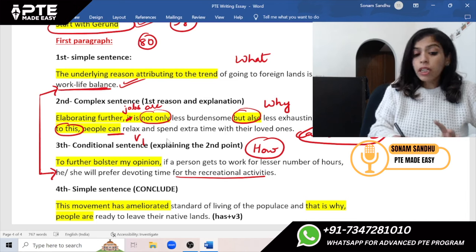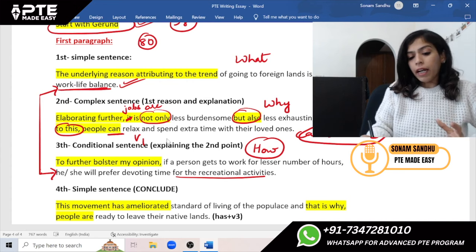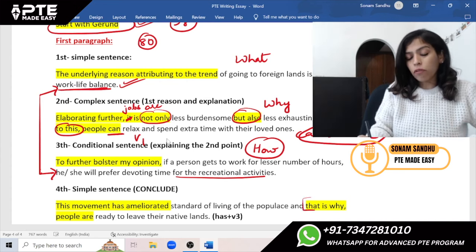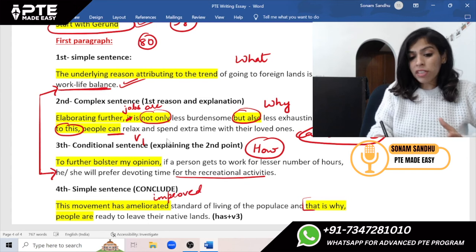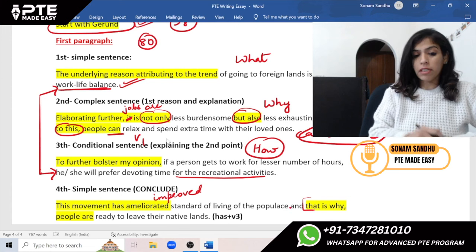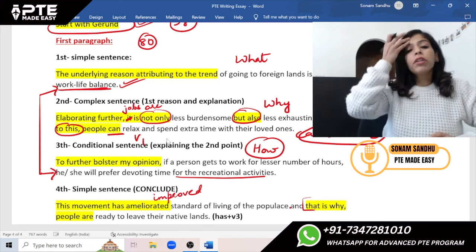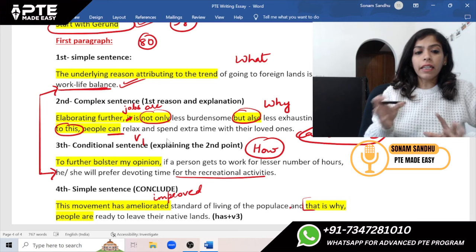So we have used a simple sentence at the end, and if you want to expand it, if you want to make it complex, you can use that is why people are ready to leave their native land. You can simply say this movement has ameliorated. Ameliorated means improved. I believe you have gotten to know a new word today. Ameliorated, improved. Improved standard of living of the populace. So this is the way you should write any essay.